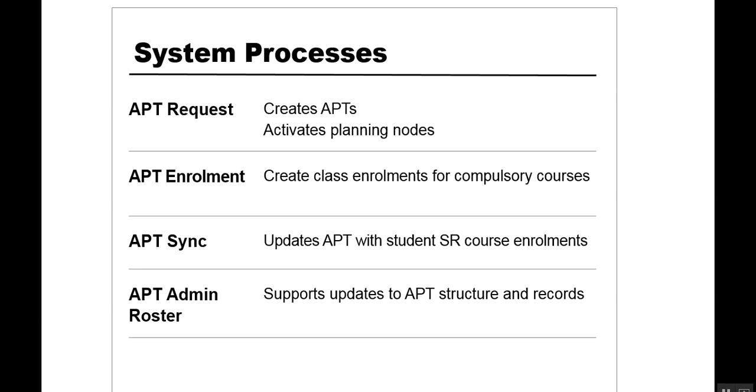Okay, if you make a change to your program of study for, say, stage 2, and some of the students are still only in stage 1, that's fine, because their planning node hasn't been activated for stage 2, so the changes will automatically happen in the student's APT. It's only after the planning node has been created that we have to use this APT admin roster.